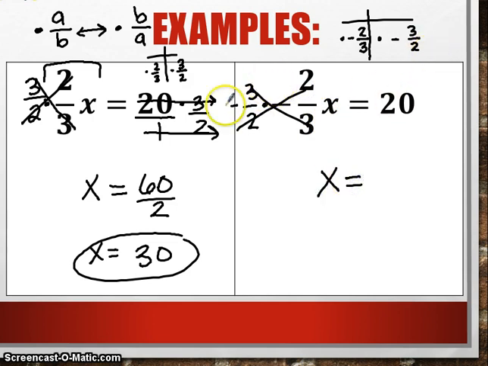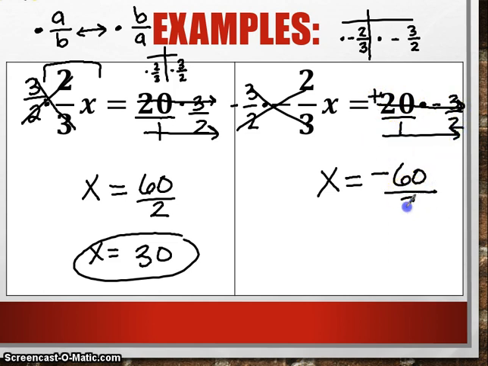Now what we do to one side, multiply by negative 3/2, we need to do to the other, multiply by negative 3/2. This time we have a positive times a negative, so that makes a negative. Now multiply straight across. 20 times 3 is 60 over 1 times 2, which is 2. So x equals negative 30.